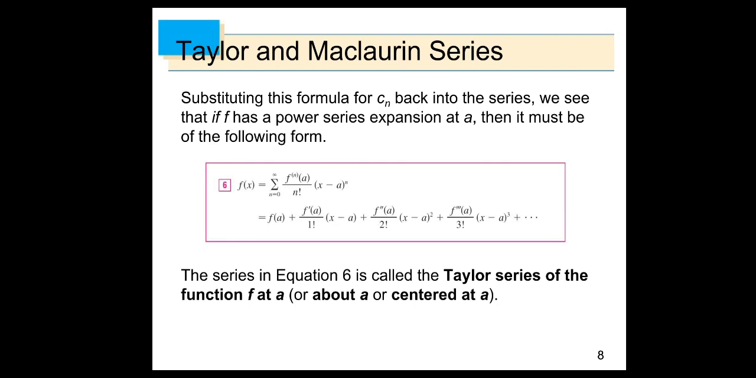So we will write this series out as f of a plus f prime of a divided by 1 factorial into (x minus a), plus f double prime of a divided by 2 factorial into (x minus a) squared, plus f triple prime of a divided by 3 factorial into (x minus a) cubed, plus it will just go towards infinity, right? So we can say that this series in equation 6 is called the Taylor series of function f at a, or of function f about a, or centered at a, right?